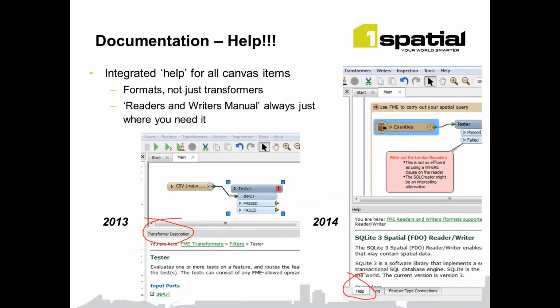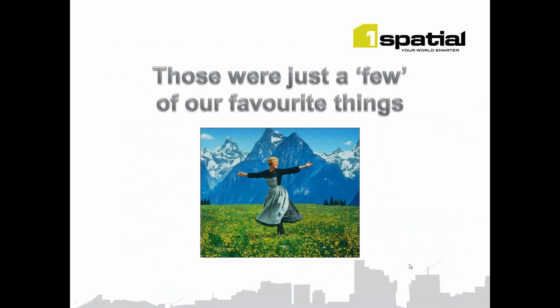So in 2013, you had transformer descriptions. You click a transformer, you get to see the help immediately in the transformer description window. That is now generically called the help window, which means that if you were to click on a reader feature type or a writer feature type, you will see the help for that directly from the FME Readers and Writers Reference Manual. So no longer do you have to dive out to other documentation when you're working with a format that is new to you and you need to find out what the subtleties are of that format. It's available right there when you need it. So big change to how you can see that content.